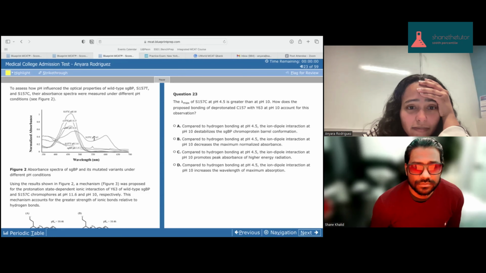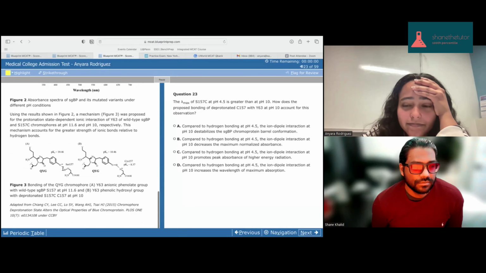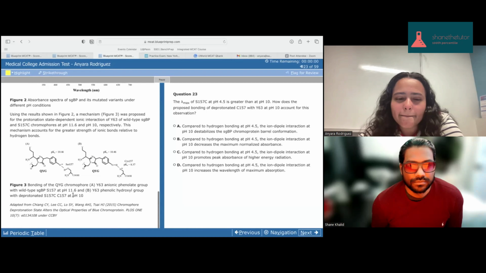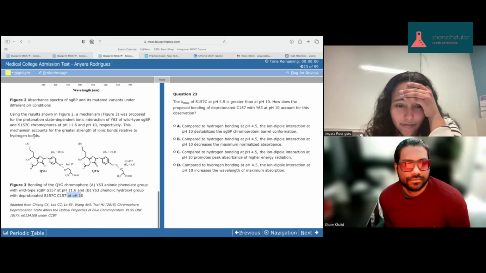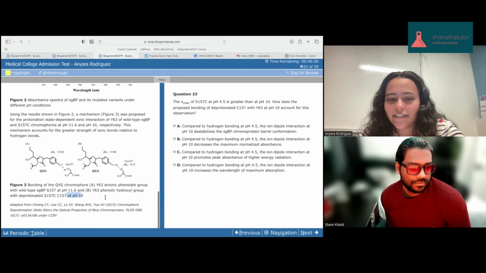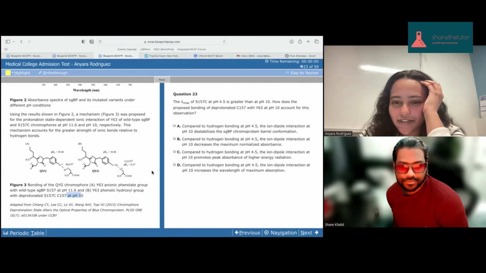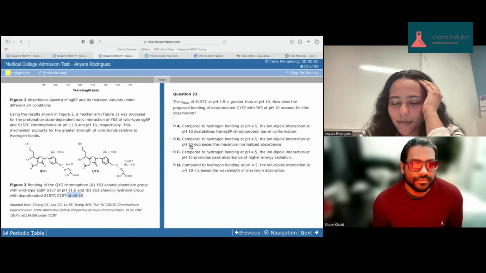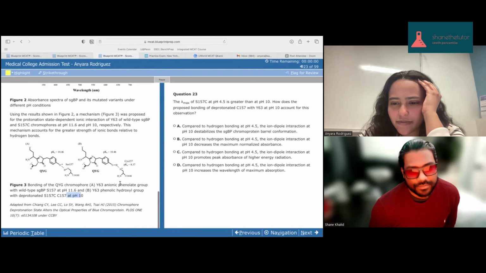Okay, I guess wavelength max is different from absorbance max. Yeah, probably. It appears pH 10, compared to the hydrogen bonding at pH 4.5. So, no, that's not 4.5. Ah, right, they're not showing us a 4.5. The ion dipole interaction at pH 10 destabilizes the SGBP barrel formation. Decreases the maximum normalized absorbance.